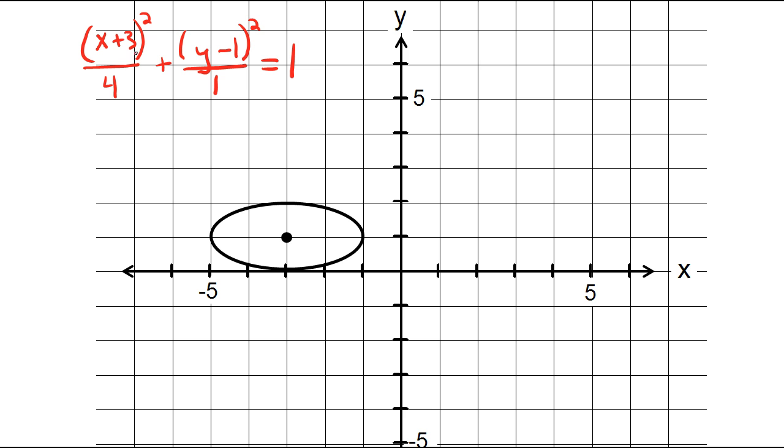Alright, here's my equation again. My center is at negative 3, comma 1. So negative 3, comma 1 is right here. This tells me to go right and left 2 units, so right and left 2, and the square root of 1 is 1, so I go up 1, down 1, and draw my ellipse.